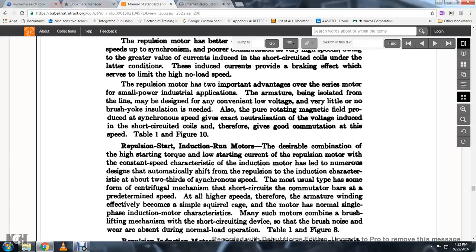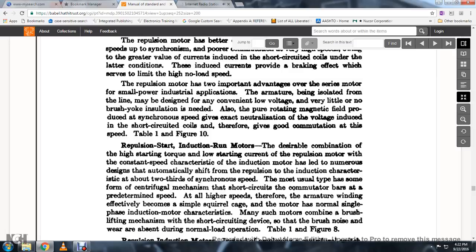The repulsion-start induction motor has been built in numerous designs. Automatic shift from the repulsion to the induction characteristics occurs at about two-thirds of synchronous speed. The most usual type has been the form of a centrifugal mechanism that short-circuits the commutator bars at a predetermined speed. At high speed, therefore, the armature winding effectively becomes a simple squirrel cage, and the motor has normal single-phase induction motor characteristics. Many such motors are combined with brush-lifting mechanisms on the short-circuiting device so that brush noise and wear are absent during normal running operation.